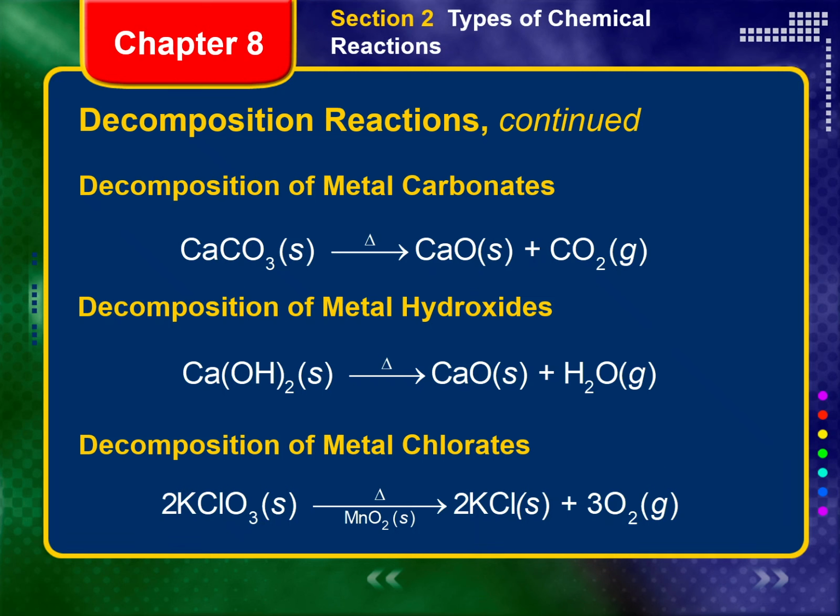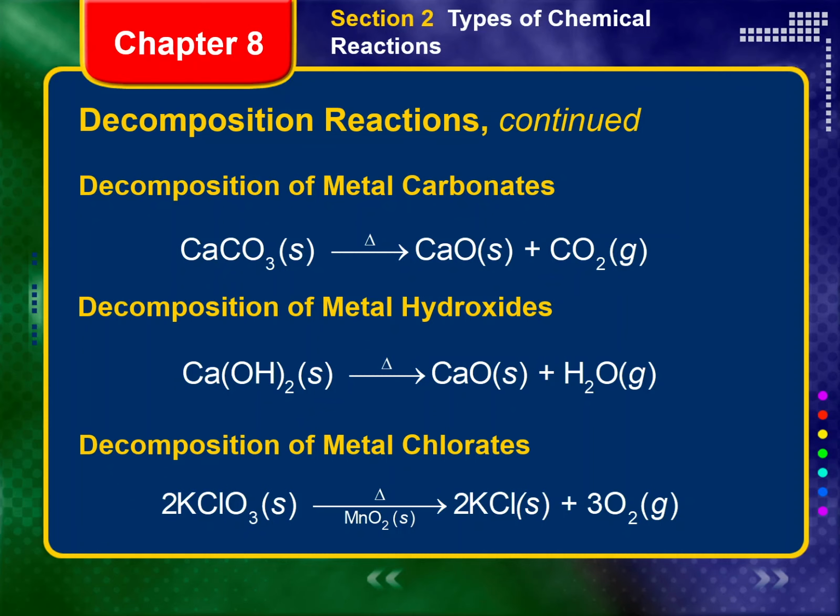When a metal carbonate is heated, it breaks down to produce a metal oxide and carbon dioxide gas. For example, calcium carbonate decomposes to produce calcium oxide and carbon dioxide, according to the equation at the top of your screen.